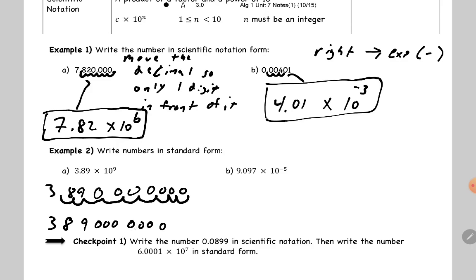So this number is 3,890,000,000. This is standard form. Because if we wanted to put that in a calculator, it's a lot more zeros than just putting 3.89 times 10 to the 9th.